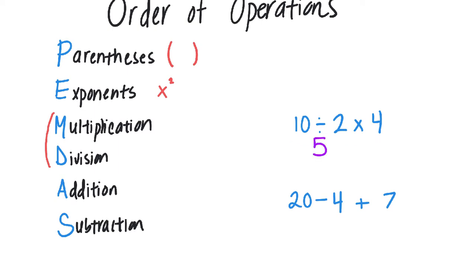10 divided by 2 is 5. I like to write it right underneath so that my work is organized. And then I bring down the rest of the expression. So times 4. And now I evaluate. 5 times 4 is 20. This is my answer.